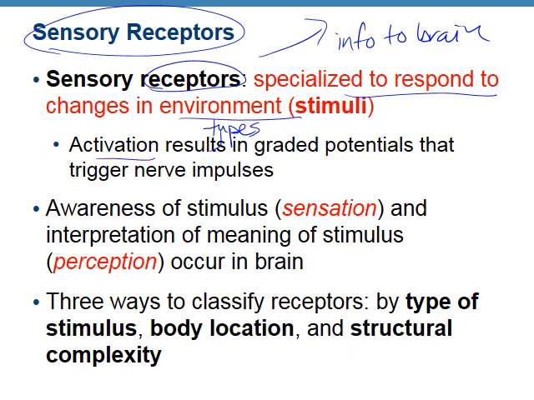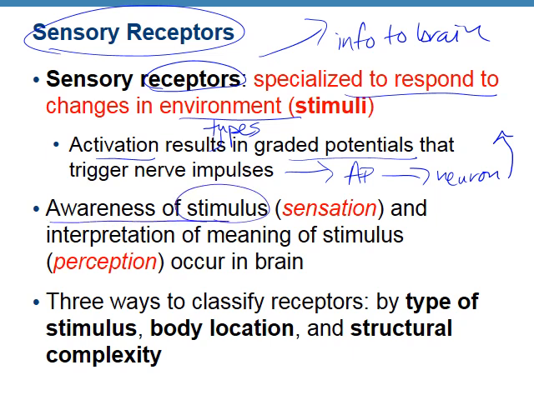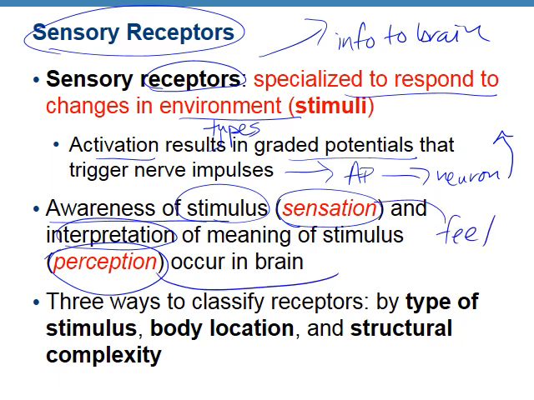If you activate them, you're going to trigger a graded potential, you're going to trigger nerve impulses, you're going to trigger an action potential, and that'll travel on neurons to your brain, and then you'll go to a specific section of your brain and you'll register, oh, that sensation of heat came from my hand on my right side. So awareness of the stimulus is sensation, and interpreting it is perception. So first you have to feel it, then your brain has to figure out where's it coming from.